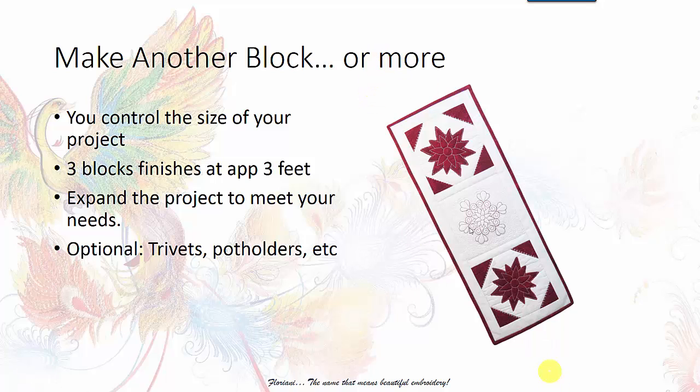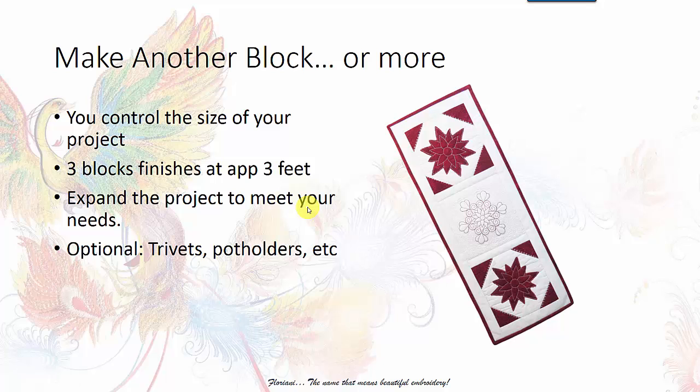So I would make 2 more blocks. And I would probably do 2 more of the Trapunto blocks and add those down on the end. Or maybe I'd do 2 Trapunto blocks and 3 of the applique blocks out there. But I'd keep it, and you could make it an even number, but I like odd numbers. I think it looks better. So expand the project to meet your needs.